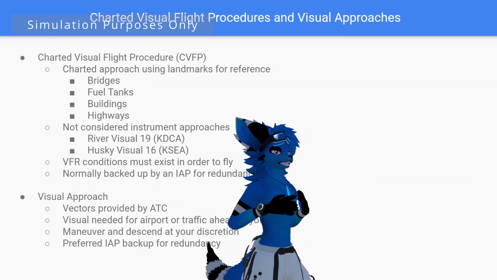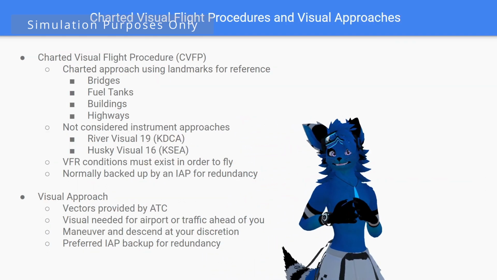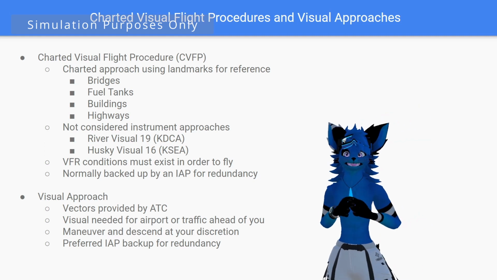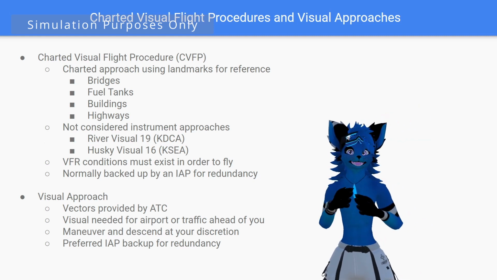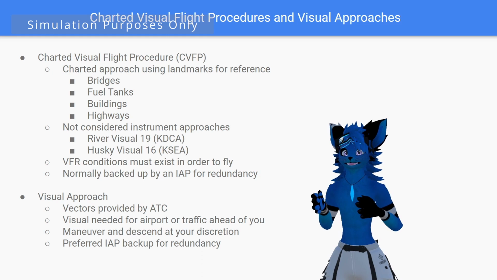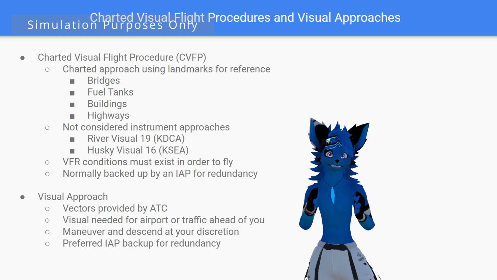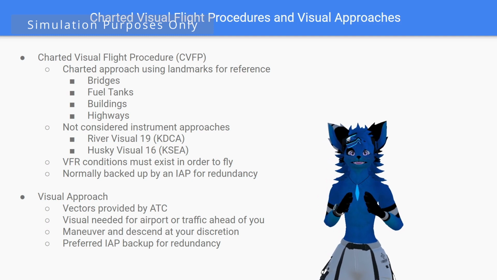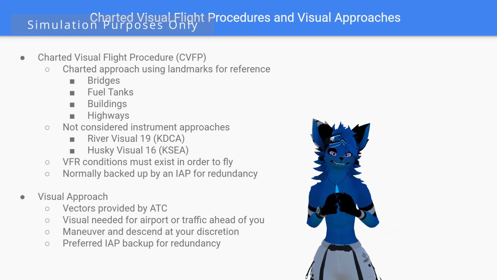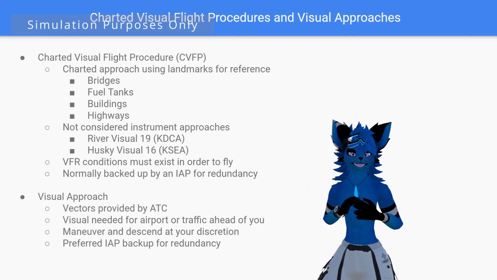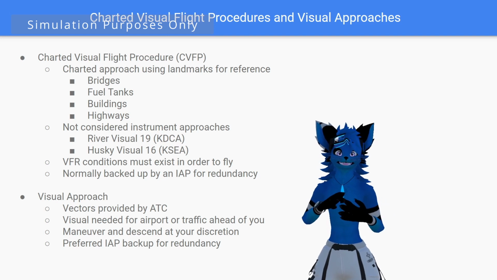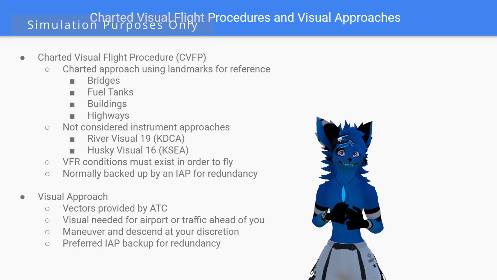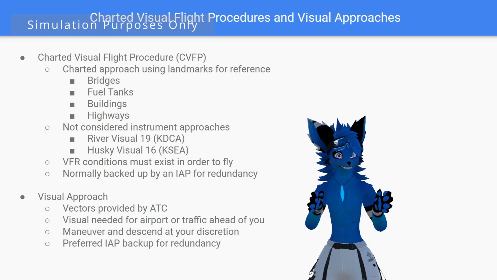Next, we have our charted visual flight procedures and our visual approaches. These are not considered instrument approaches. They are going to be approaches you're going to fly using visual cues or vectors from air traffic control to get you to the airport. Charted visual flight procedures are going to have specific charts you're going to look at in order to ensure you're flying the approach correctly. They're going to use landmarks like bridges, fuel tanks, buildings, water towers, shopping malls to keep you oriented on the approach.